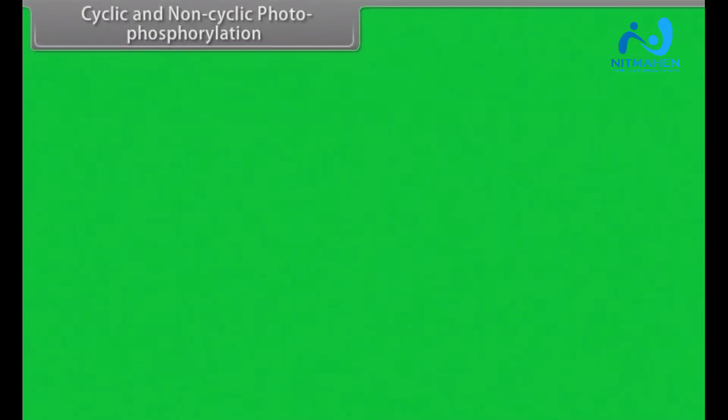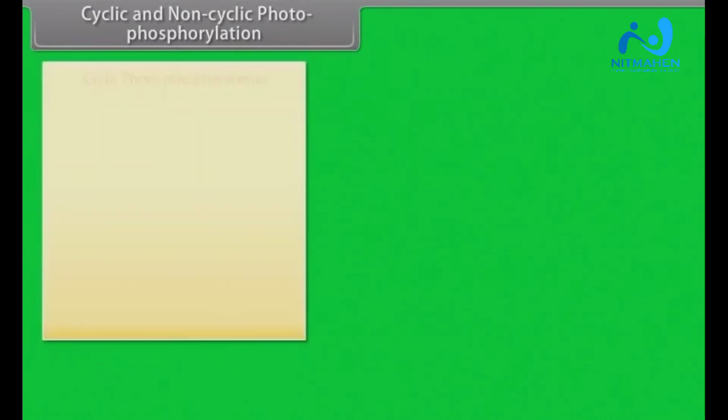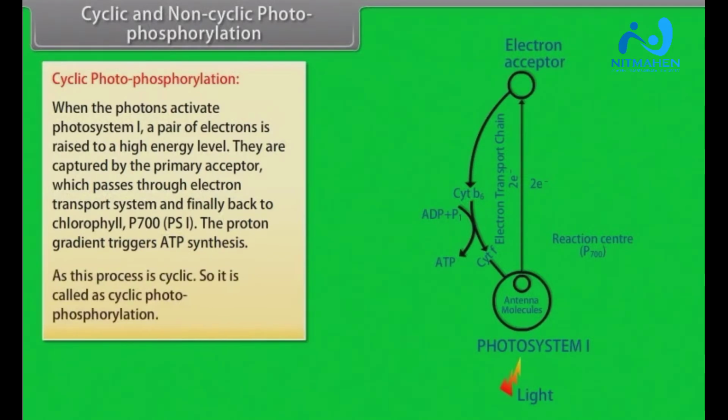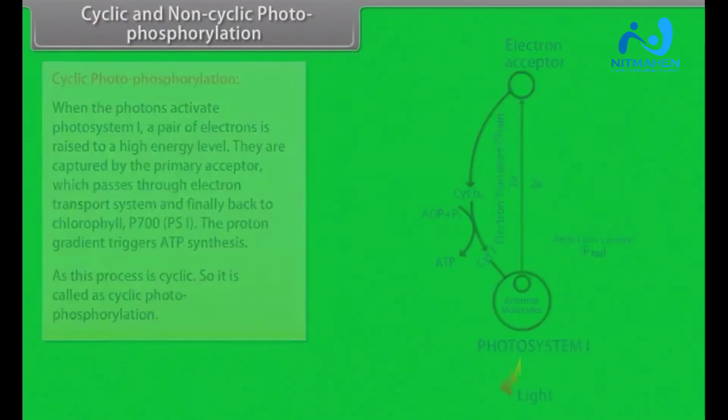Cyclic and non-cyclic photophosphorylation. Cyclic photophosphorylation. When the photons activate photosystem 1, a pair of electrons is raised to a high energy level. They are captured by the primary acceptor, which passes them through an electron transport system and finally back to chlorophyll P700 or PS1. The proton gradient triggers ATP synthesis. As this process is cyclic, it is called cyclic photophosphorylation.